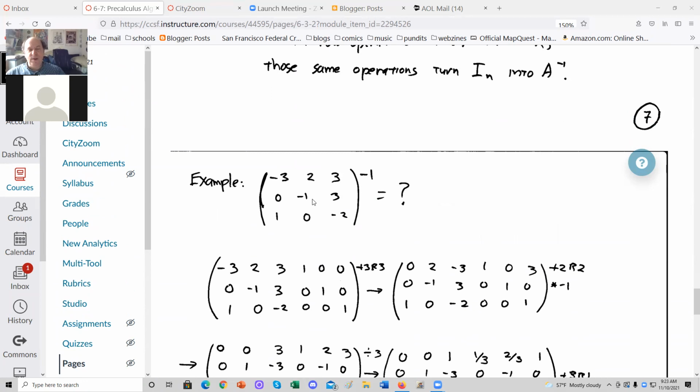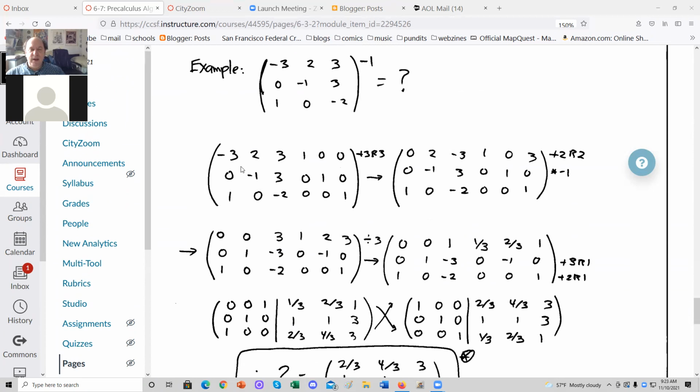For example, negative 3, 2, 3, 0, negative 1, 3, 1, 0, negative 2 inverse is what? So we write that matrix here: negative 3, 2, 3, 0, negative 1, 3, 1, 0, negative 2.